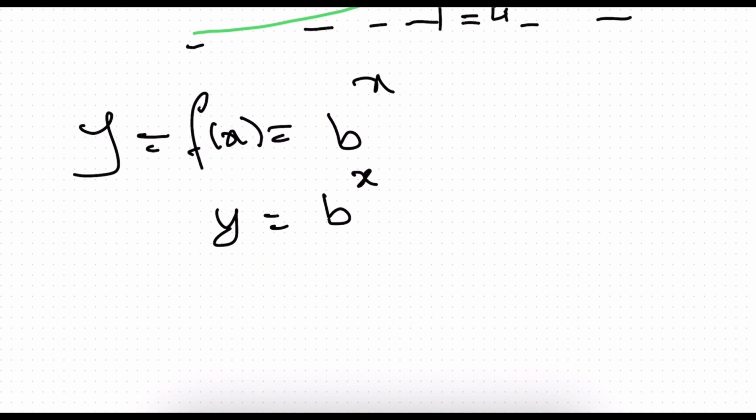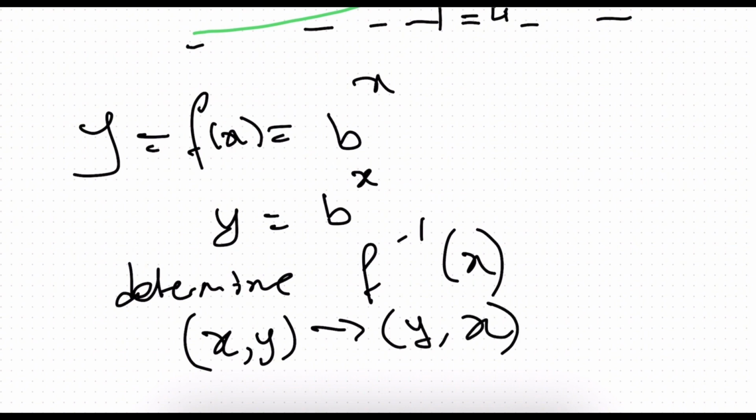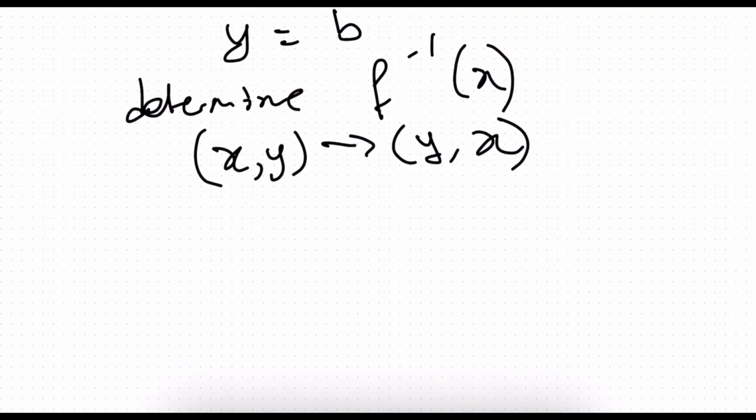So now they'll ask you to determine the inverse of f of x. What you need to do is, in f of x, originally you have x, y. Now you're transferring: instead of x, you have your y, and instead of your y, you have your x. That's what the inverse generally does. Okay, cool. So now your new equation will be x equals b to the power of y.